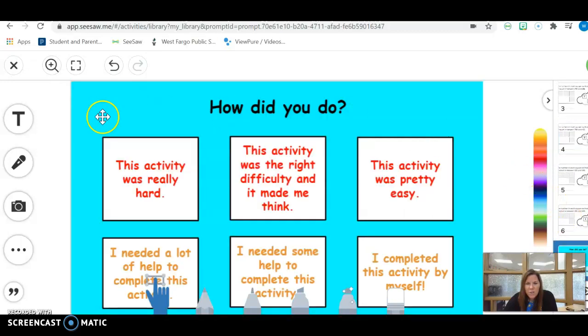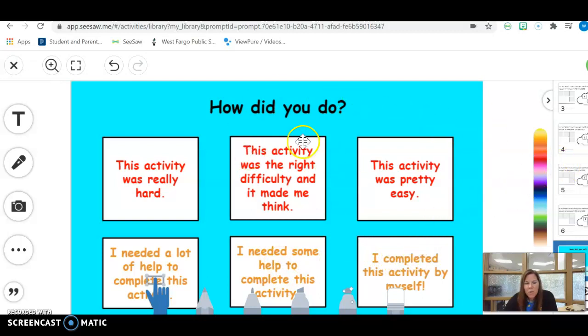And then at the end, you have to tell me how you did. Be honest. Tell me, was it hard? Was it just right? Made me think? Or pretty easy? All right? Did you need a lot of help? Just some help? Or you did it all by yourself?